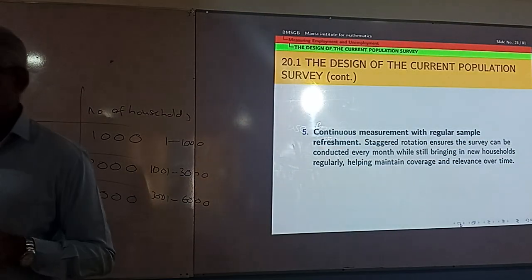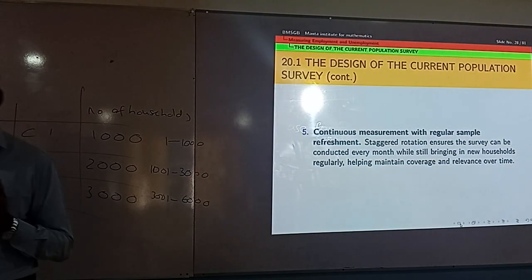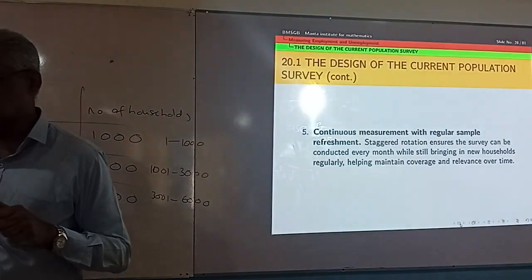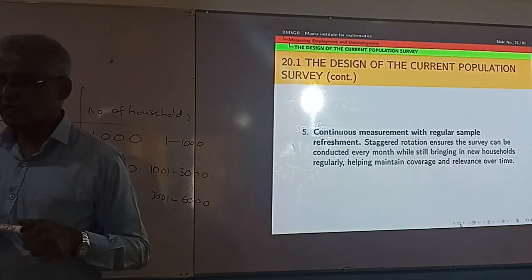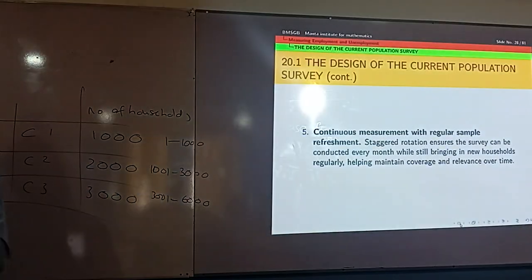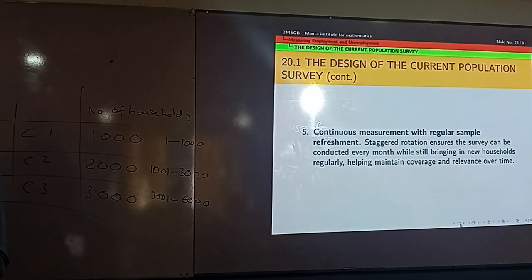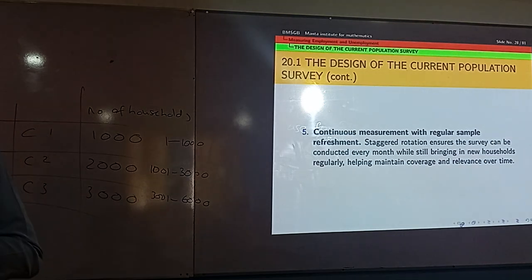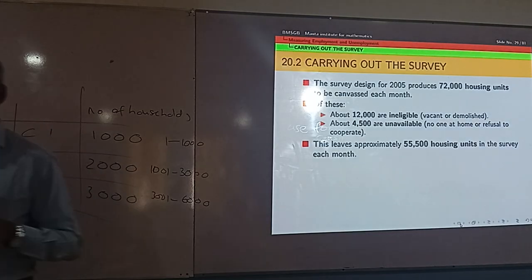All right. So another advantage of this rotating design is continuous measurement with regular sample refreshment. So this is carried out continuously, and new samples keep coming in again and again, because the first list, second list, third list and so on are used. So therefore that's an advantage.